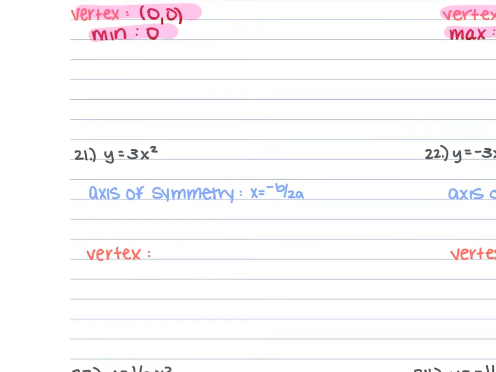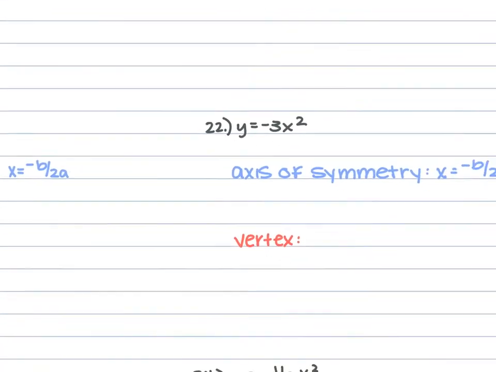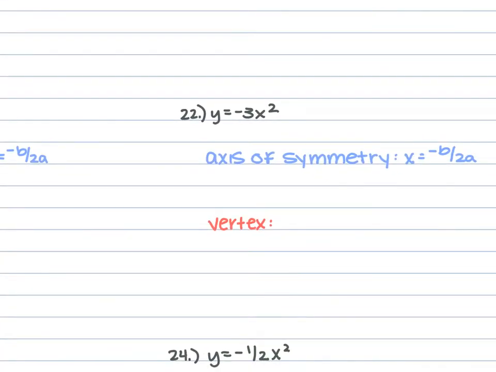For 21, we have 3x squared. So again, we have a b of 0, so our axis of symmetry is x is equal to 0. Our vertex, if we plug that in, we're just going to get 0, so that's 0, 0. And then we have a minimum value at 0. For 22, we have negative 3x squared, so same thing. We have x is equal to 0 for our axis of symmetry. Our vertex is 0, 0. Except this one has a maximum value because a is negative, at 0.